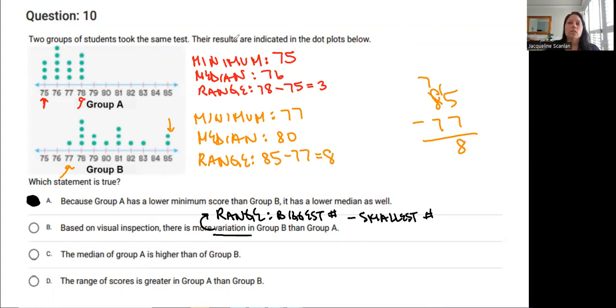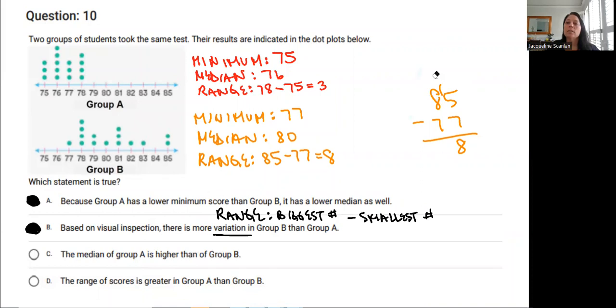All right. So the question says, based on visual inspection, there is more variation or more range in group B than group A. Here's the bad news, guys. This is also a true statement. I would take either of these 2 answers. A and B are correct. Let me make a note of that. Okay, so if you pick letter A or letter B, you would get this answer correct.